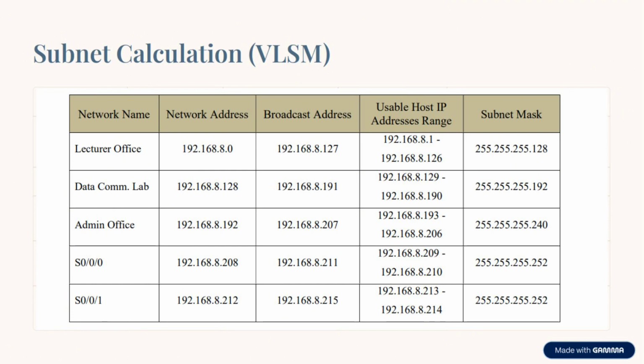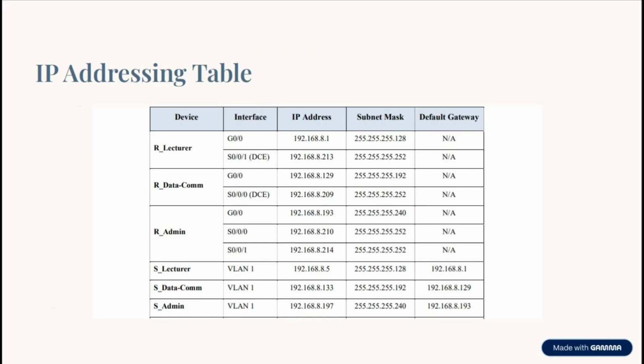Next, subnet calculation. For lecturer office, required host is 120. The network address is 192.168.8.0. The broadcast address is 192.168.8.127. Subnet mask 255.255.255.128. Usable host range for lecturer office from 192.168.8.1 until 192.168.8.126. For this slide, I will explain the IP addressing table for the network device.